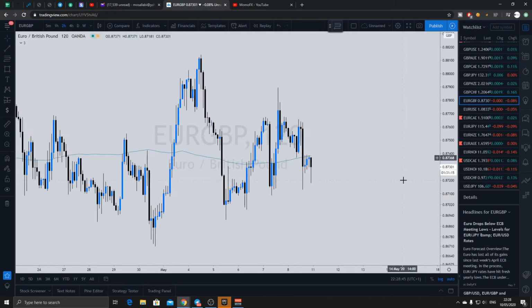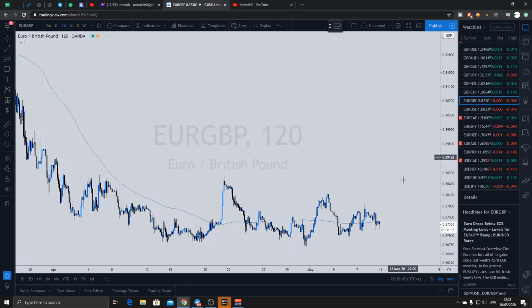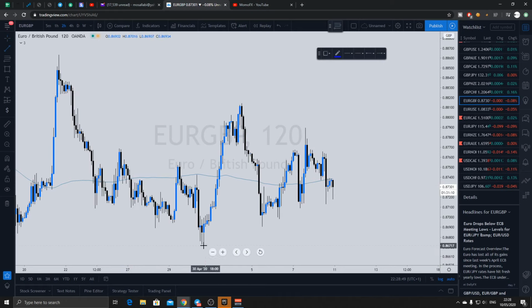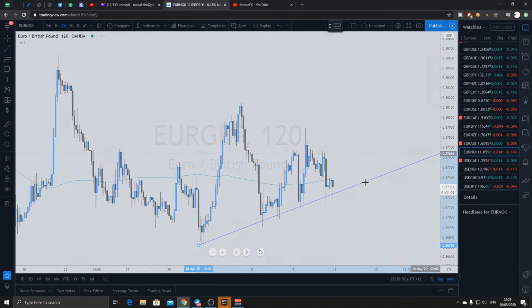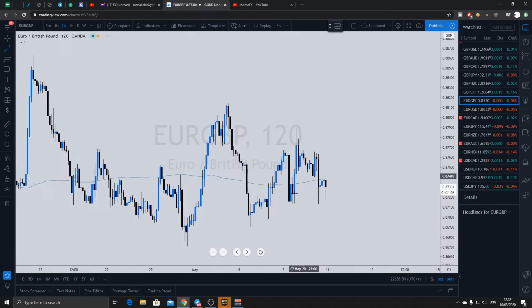Here, GBP. Yeah, I don't really like anything on this pair right now. It is finding a lot of support here though. This trend line.